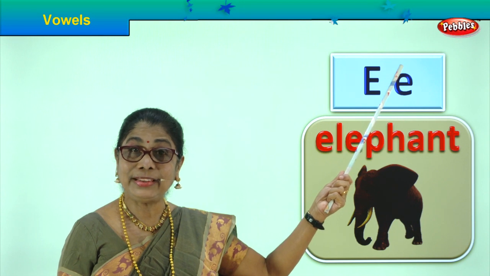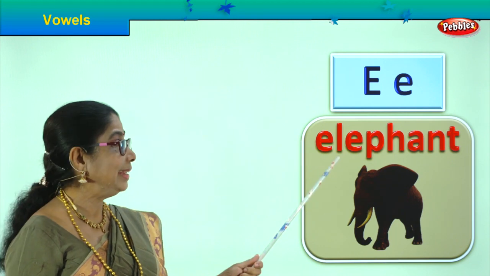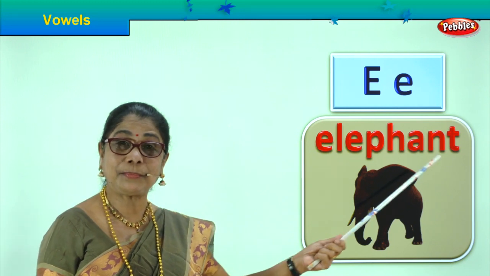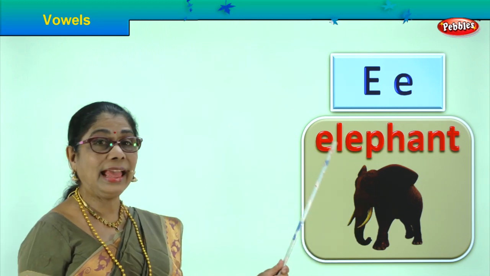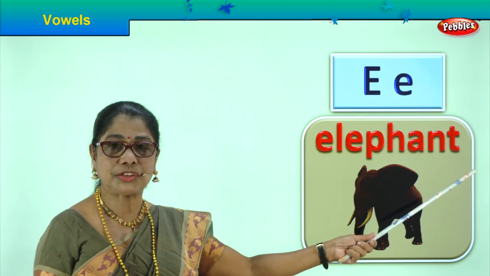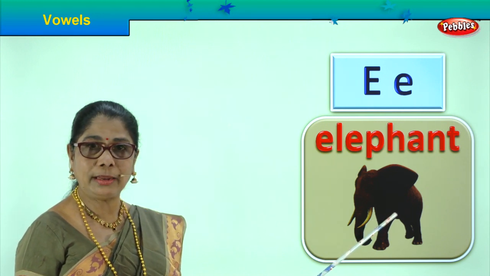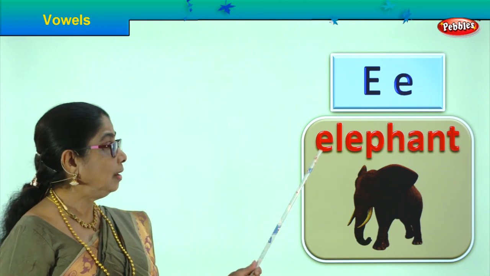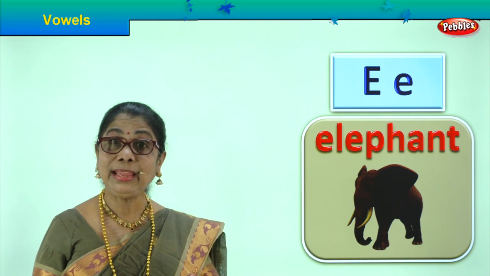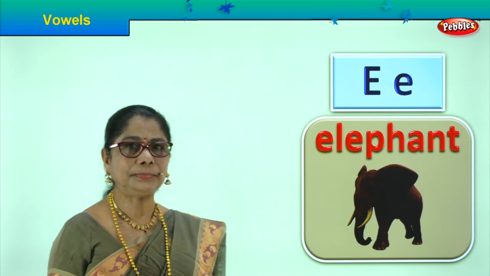Letter E, vowel E, the second vowel. Elephant, E, sound E, elephant. E-L-E-P-H-A-N-T, elephant. What is an elephant? A huge animal. So we look at the first letter and remember the sound. We are learning to read. Elephant. Let's take another picture.